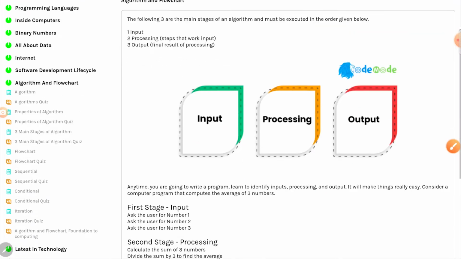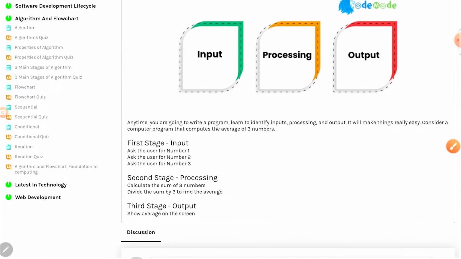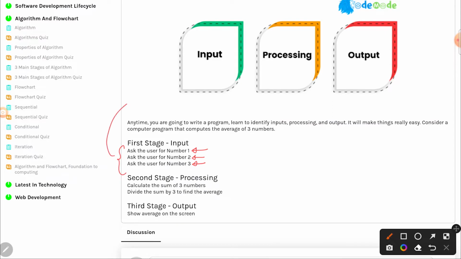Now we'll take an example. Let's say we are going to add 3 numbers and find the average of 3 numbers. So finding the average of 3 numbers has a set of steps. The first stage is input, in which we want to ask the user for the first number, whatever number the user wants to include in finding the average. Then we ask the user for the second number, and then finally the third number. These 3 numbers are nothing but our inputs.